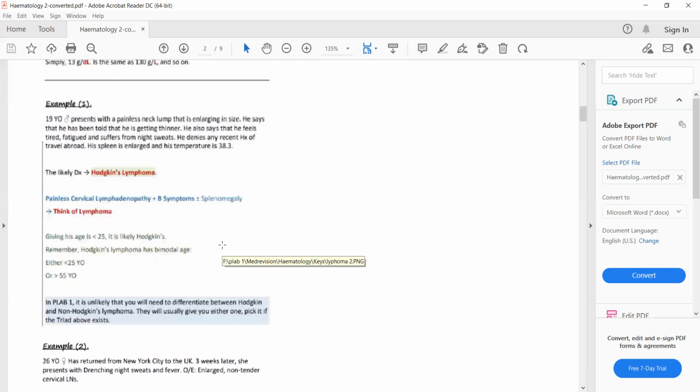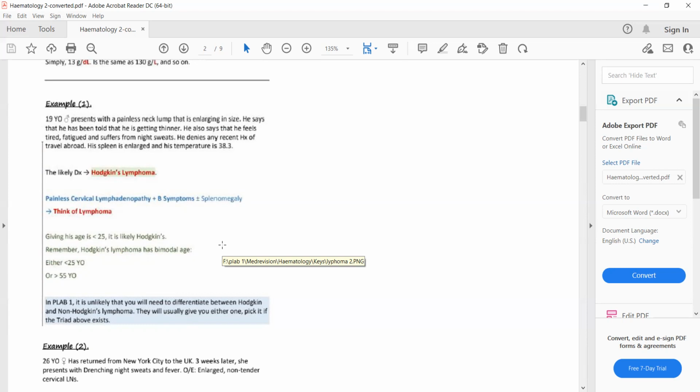Another example. A 20-year-old female has returned from New York City to the UK. Three weeks later, she presents with drenching night sweats and fever. On examination, there are enlarged non-tender cervical lymph nodes. So you can see that this patient has a history of travel, but the travel is to New York City and not to Africa or any other country such as India. So still not TB, though there is a history of travel.